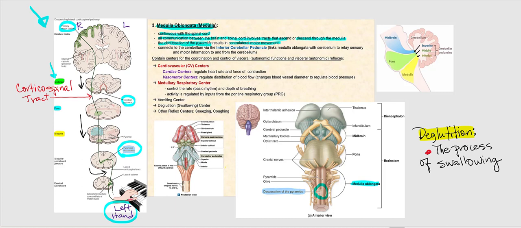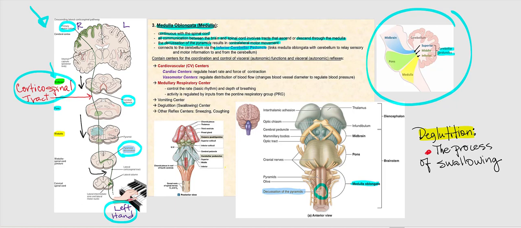Now, one thing I want to point out about the descending tract: we refer to it as the corticospinal tract, which I hope makes sense. Cortical means the cortex and spinal is the spinal cord. Now, the medulla oblongata is connected to the cerebellum through the inferior cerebellar peduncle. So if we turn to this image in the top right-hand corner, here once again is your cerebellar peduncle, and here is your inferior cerebellar peduncle linking the medulla with the cerebellum.